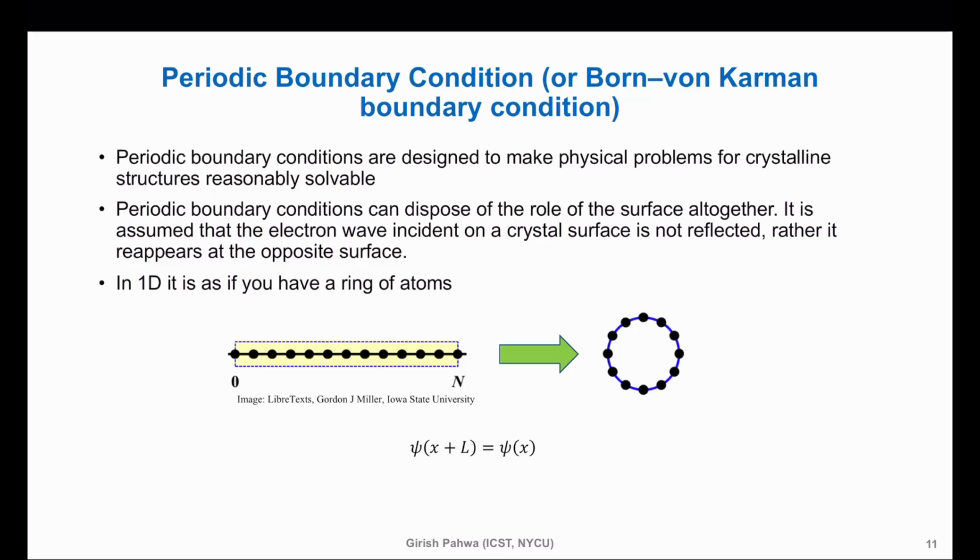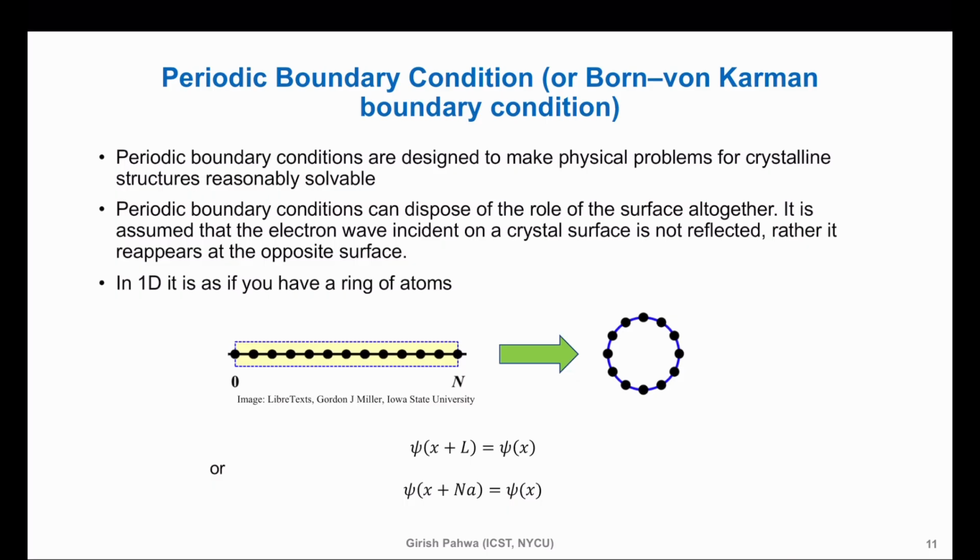Or L, you can also write L in terms of the number of atoms and the period. So if this is the length, what will be the L? The distance between the two atoms is a, so L will be equal to N times a. Obviously, you can also write psi of x plus Na is equal to psi of x. Okay, so from now onward, I'm going to be using this periodic boundary condition.